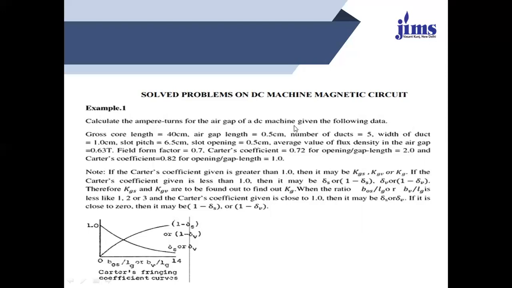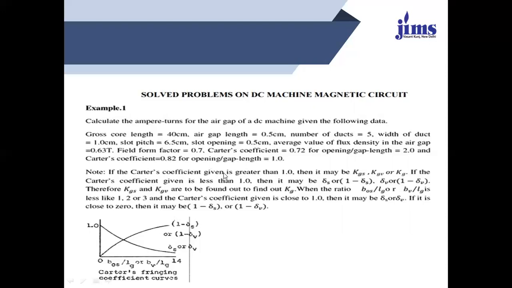DC machine given the following data, where the gross core length is given, air gap length is given, number of ducts is given, width of duct is given, slot pitch is given, slot opening is given, average value of flux density in the air gap is given, field form factor is this, Carter's coefficient for opening and air gap is equal to this. Carter's coefficient for opening gap length is 1.